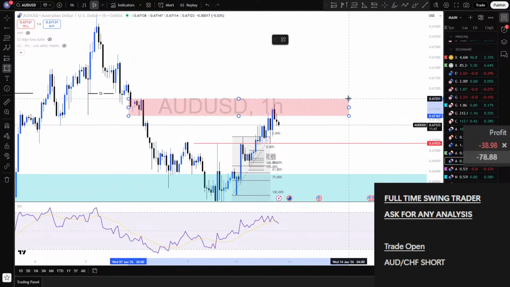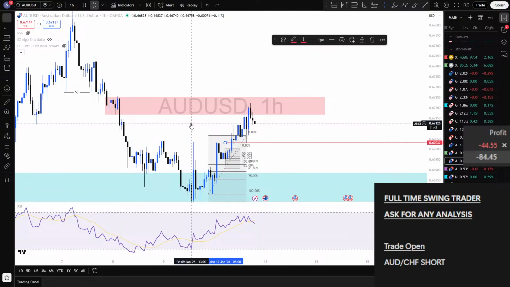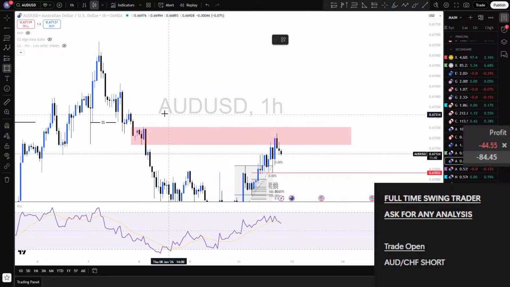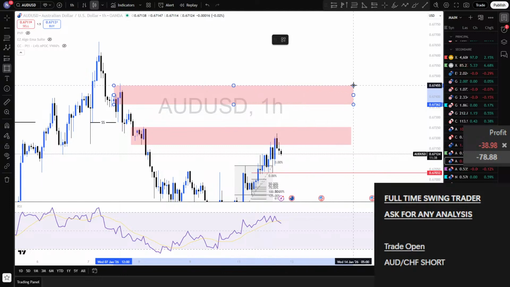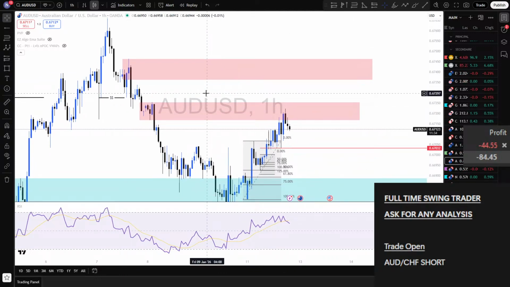Nothing to do in this. That's the turning point there. There's also a decent unfilled POI. We'll see, but for now, on AUD USD nothing to do.